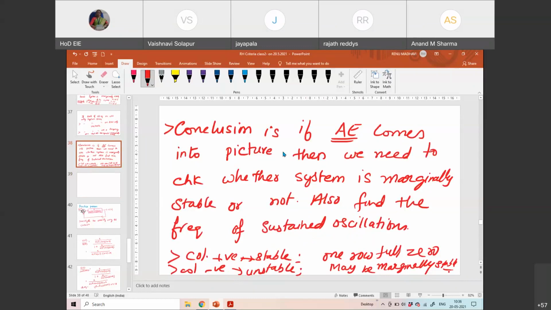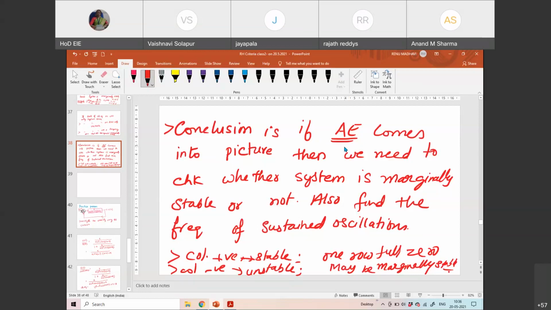Then check whether the column is positive or negative. And the auxiliary equation, how do you find it? Consider the row just above the all-zero row. Take that equation, that is your auxiliary equation. Take the derivative of that. The coefficients of the derivative of the auxiliary equation are nothing but your all-zero row elements, right? Then the roots of the auxiliary equation will be the poles which will be marked on the imaginary axis.